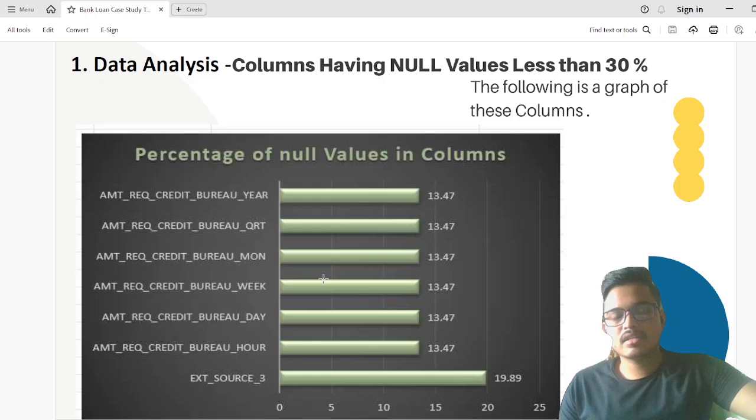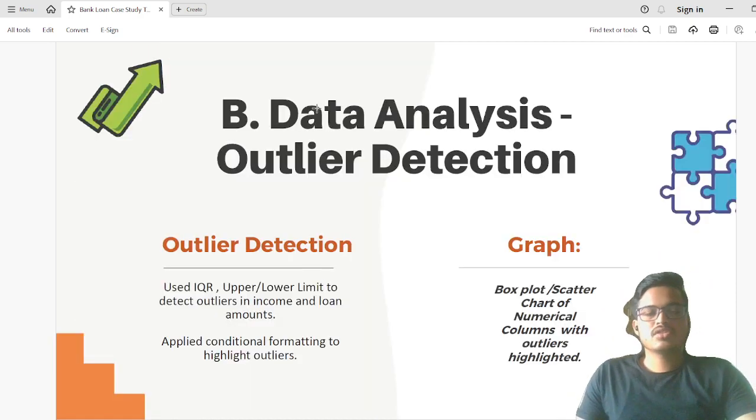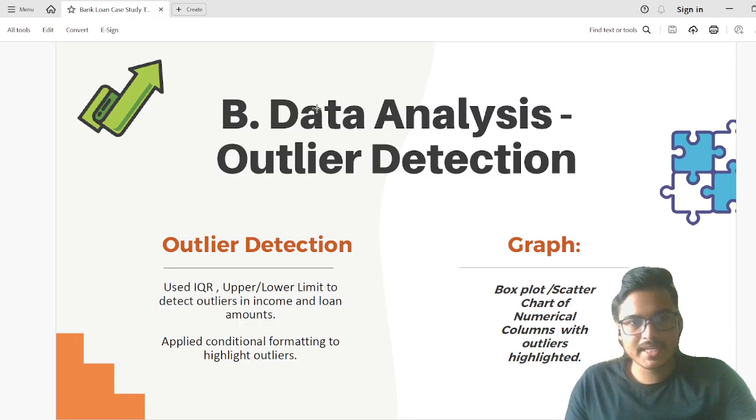Again, we can fill this data by mean and median. I will show you which columns. This is consistent. So the second step is data analysis.